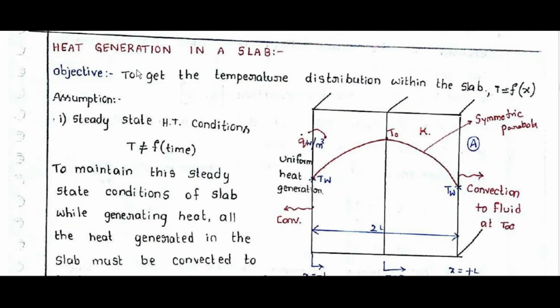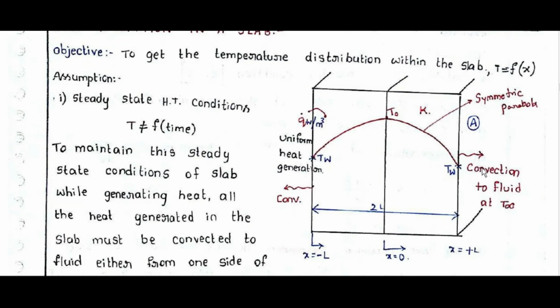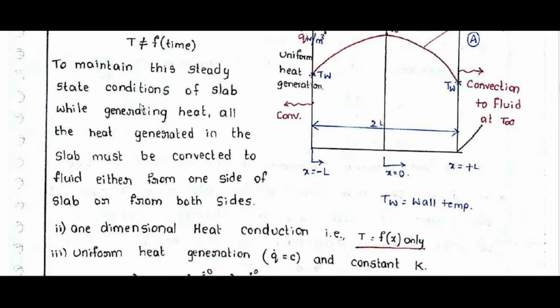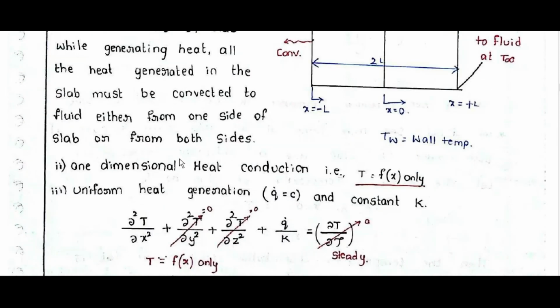Heat generation in a slab. The objective is to get the temperature distribution within the slab, T is equal to f of x. Assumption: steady state heat transfer, T not a function of time. Uniform heat generation, convection to fluid at T infinity, symmetric parabola with T naught at x equal to 0, and TW at x equal to minus L and x equal to plus L. To maintain steady state conditions of the slab while generating heat, all the heat generated in the slab must be transferred to the fluid, either from one side of the slab or from both sides.